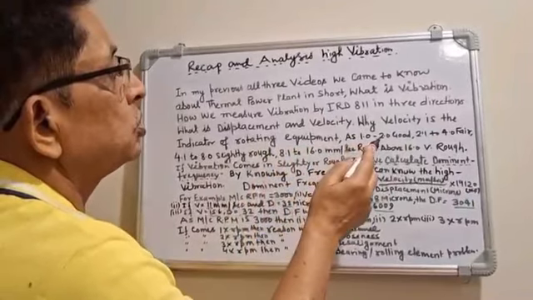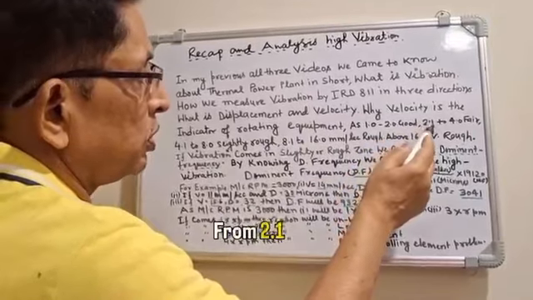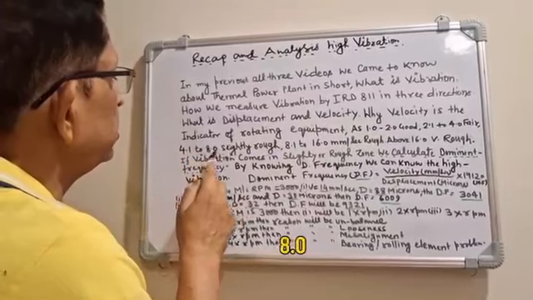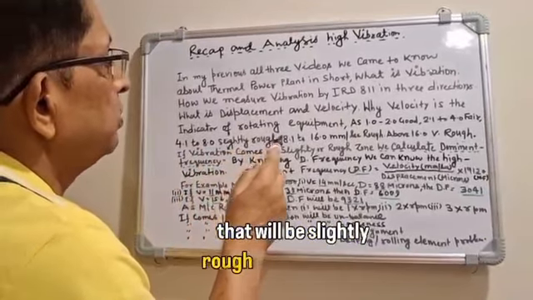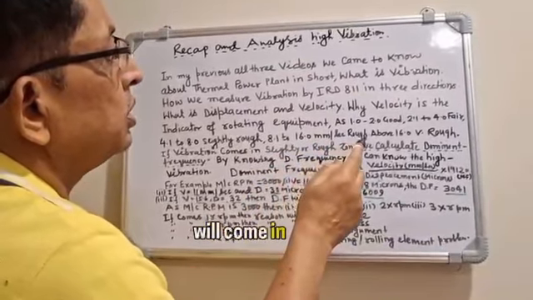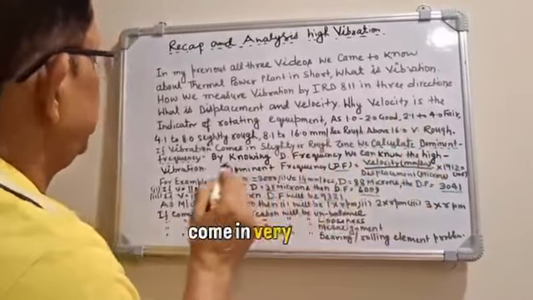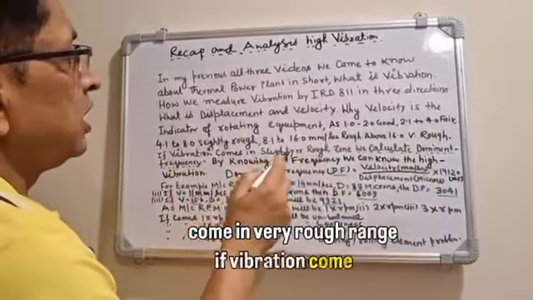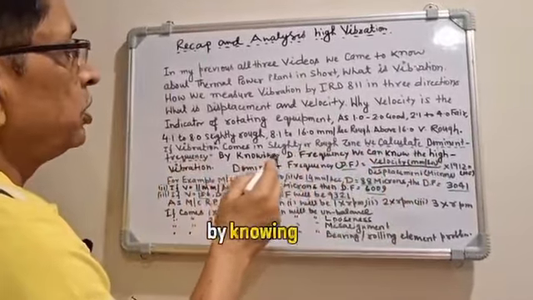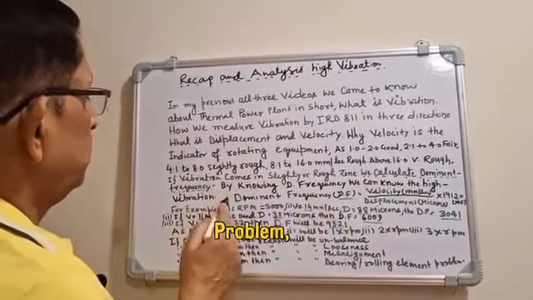From 1.0 to 2.0, that will be good. From 2.1 to 4.0, that will be fair. From 4.1 to 8.0, that will be slightly rough. From 8.1 to 16.0 mm per second will come in rough range, and above 16.0 that will come in very rough range. If vibration comes in slightly rough or rough zone, we calculate dominant frequency. By knowing dominant frequency, we can know the high vibration problem.